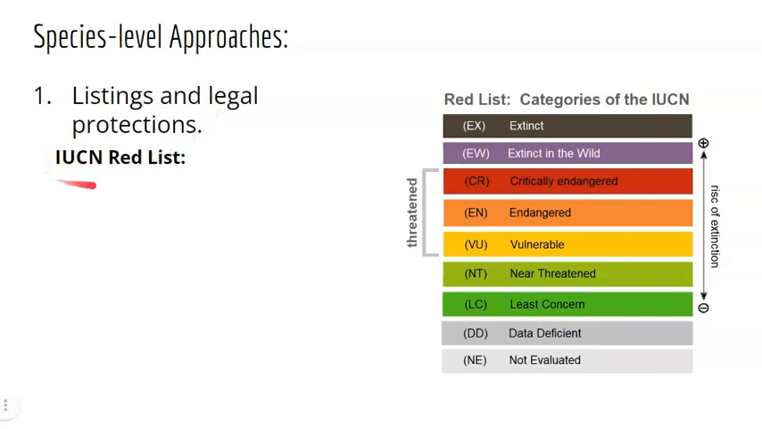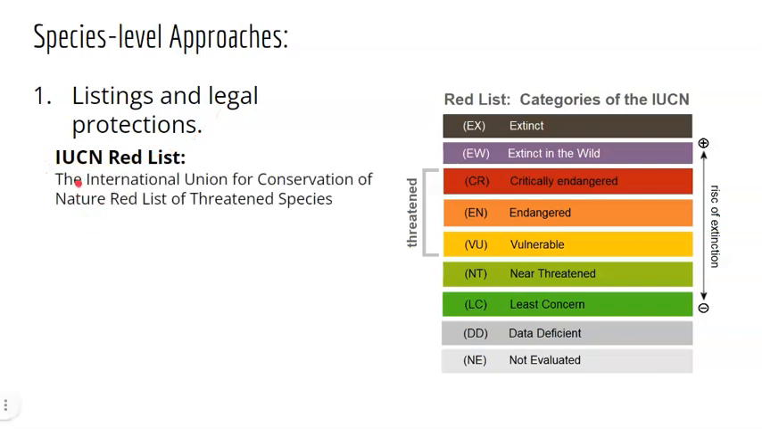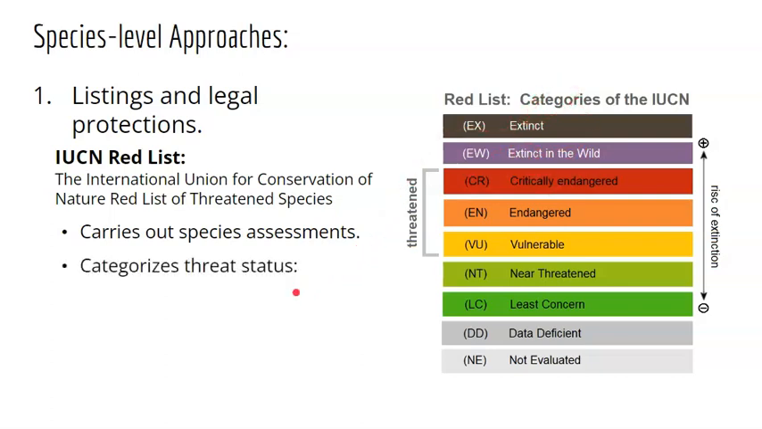The big one is the IUCN Red List, which stands for the International Union for Conservation of Nature Red List of Threatened Species. They carry out species assessments and rate species on this kind of scale here. They're either not evaluated, not enough data, not concerned, or they are critically endangered, possibly extinct in the wild, or even fully extinct. And that's categorizing that threat status. So usually we will see them as critically endangered. That's when they'll get that protection.